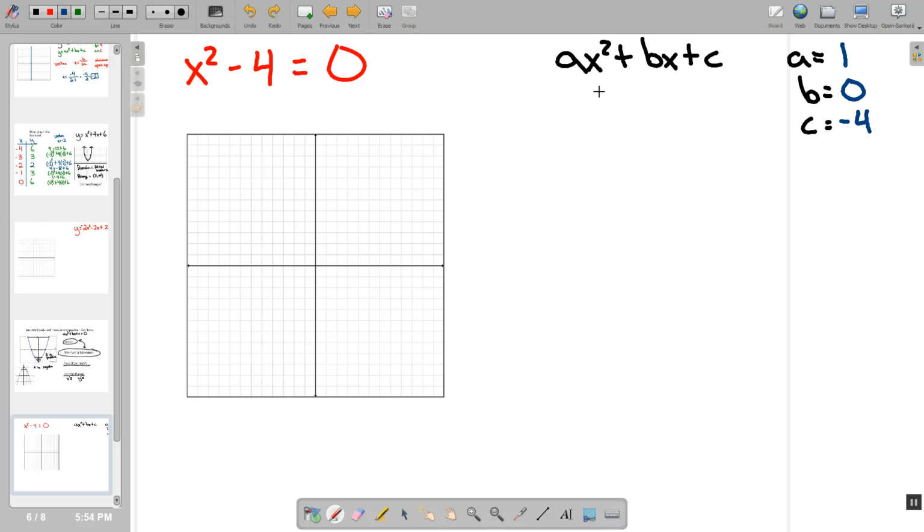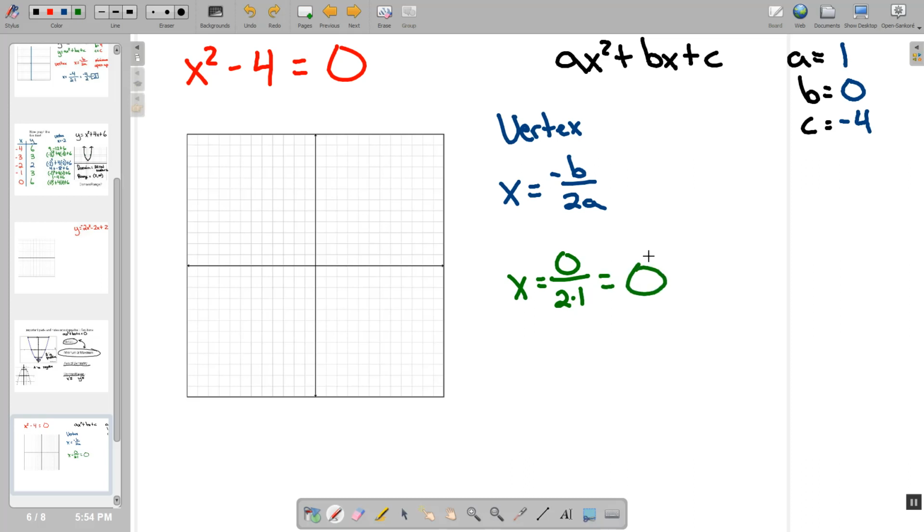Now, once we have the a value, the b value, and the c value, we need to find the vertex first. And the vertex, the x value of that, is always equal to the opposite of b over 2a. Well, this one's going to be pretty easy to find because the b value is 0. The opposite of 0 is 0. And it goes over 2 times 1, because the a value is 1, which means the x value is 0. So our axis of symmetry is right along here.